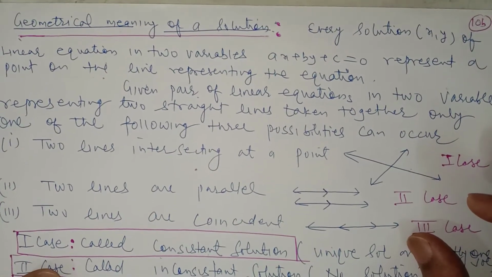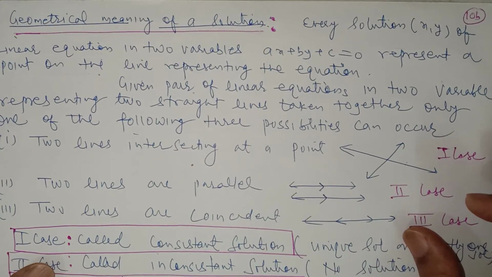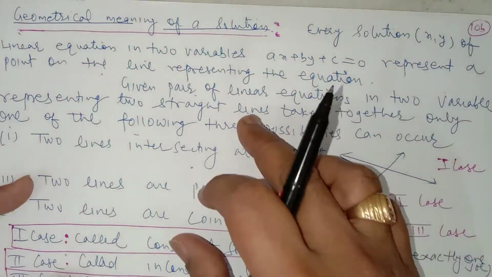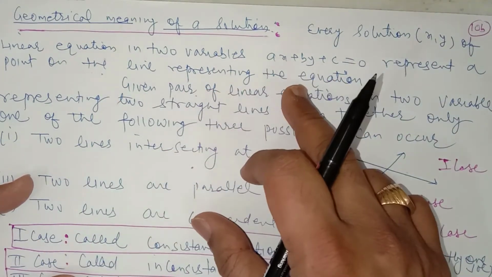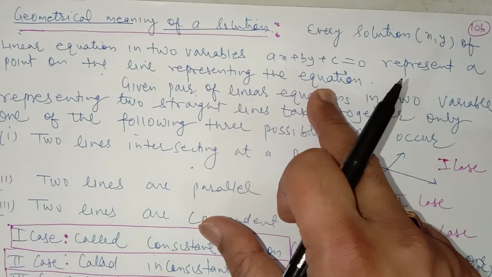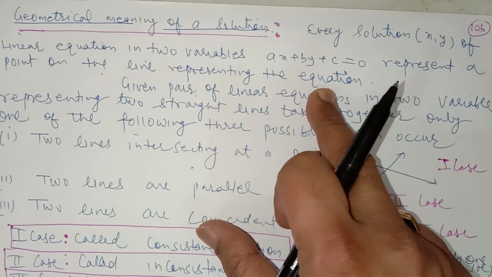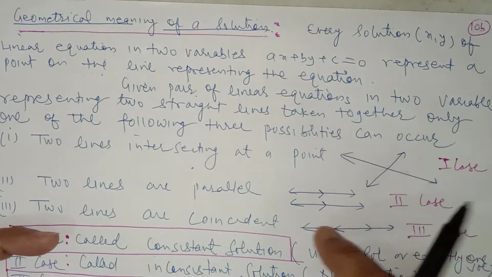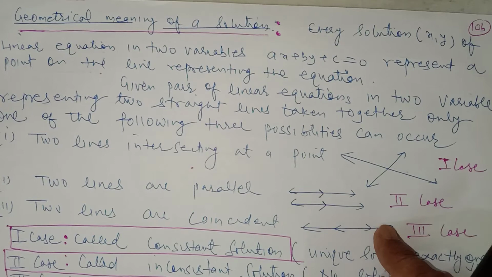Now, what is the geometrical meaning of the solution of a linear equation in two variables? Every solution (x, y) of the linear equation ax plus by plus c represents a point on the line representing the equation. A linear equation always represents a straight line. So the solution of that equation, the pair x and y, will lie on that line. Suppose there is a line, and a solution of that equation is (1, 2), then (1, 2) will lie on this line.